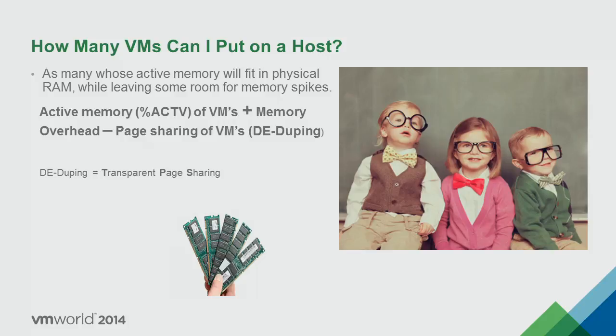As many whose active memory will fit in physical RAM, leaving some room for memory spikes, basically. So active memory of the VMs plus any memory overhead, minus page sharing of VMs, equals the amount of memory needed.